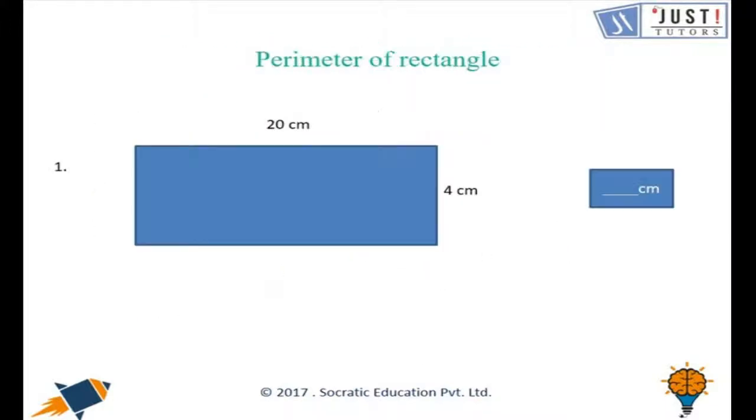Now let's calculate the perimeter of this rectangle. To find the perimeter, we have to find the sum of the length and width, which is equal to 24. Now we have to double the sum of the length and width, which would be 2 times 24, which is equal to 48. So 48 centimeters is the perimeter of this rectangle.